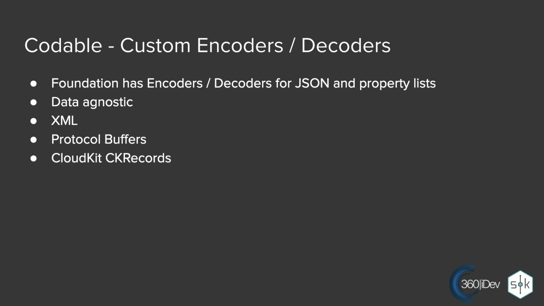Anybody using CloudKit probably had to write the same kind of boilerplate information to convert a CKRecord to their model object and back. I think that's actually a great use for that, and I'm going to push out a blog post to our company blog next week on doing that for a CKRecord.